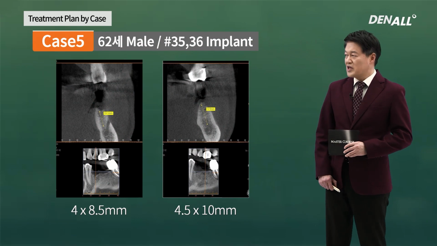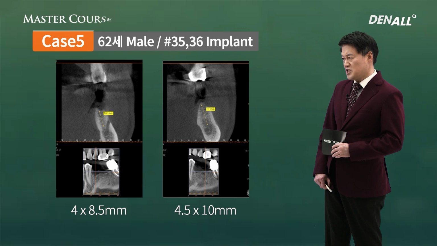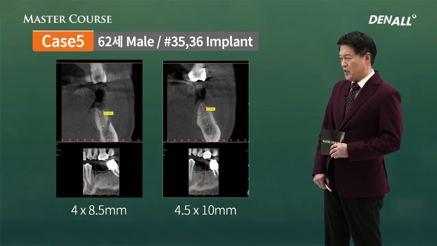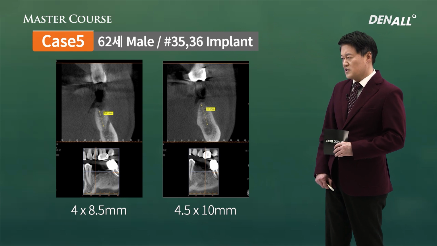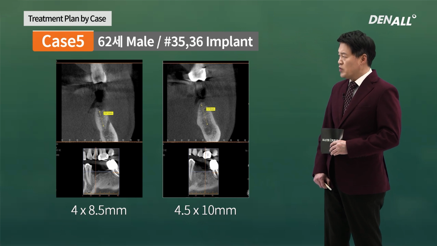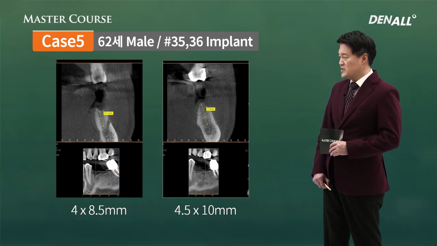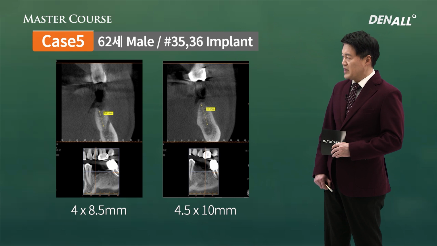If you take a CT, as you can see in number 35, slightly lingually, it needs to be placed in order to avoid mental foramen and mental nerve. If you place slightly lingual, it is 10 millimeters, so 8.5 millimeter fixture is to be placed, and the thickness is 4 millimeter. In number 36, the structure had no problems and the length was sufficient. 4.5 by 10 millimeter fixture was to be placed.